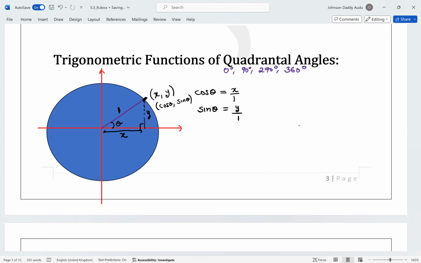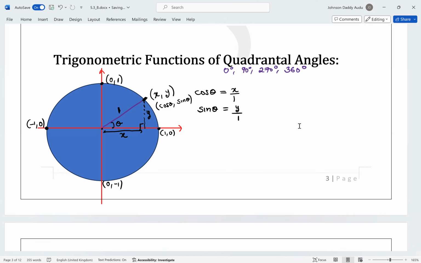Now remember, this is a unit circle. So the distance from the center to this point is just x is 1, y is 0, because the distance from the center to the circumference is 1. When you are down here, x is 0 but y is minus 1. When we are up here, x is 0 and y is 1. And when we're towards here, x is minus 1 and y is 0.